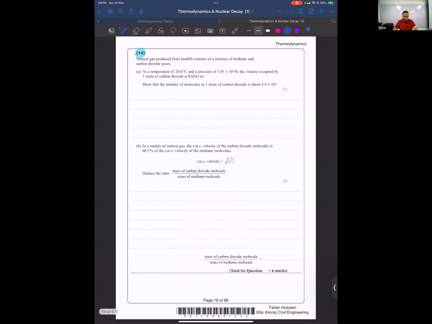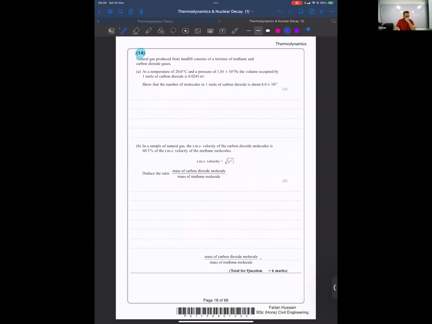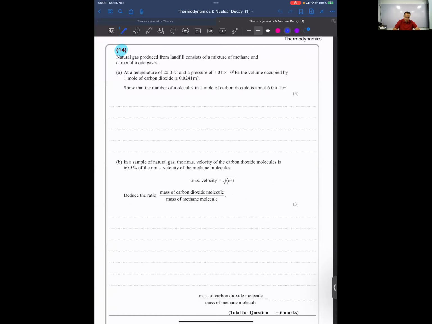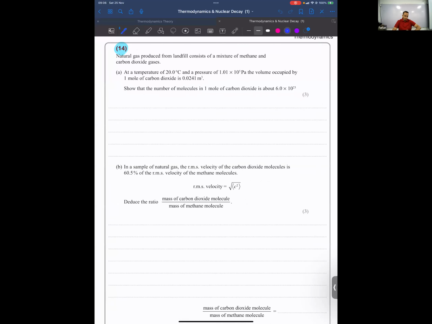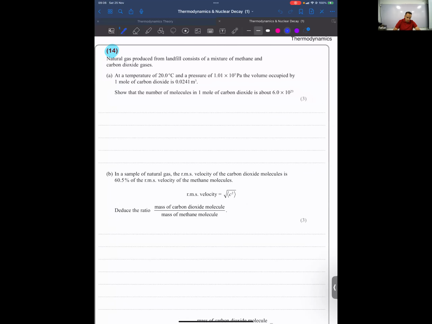14? Right, question 14. Natural gas produced from landfill consists of a mixture of methane and carbon dioxide at a temperature of 20 degrees Celsius and a pressure of 1.01 × 10^5 pascals. The volume occupied by 1 mole of carbon dioxide is given. Show that the number of molecules in 1 mole of carbon dioxide is this much. We have to find the number of molecules.